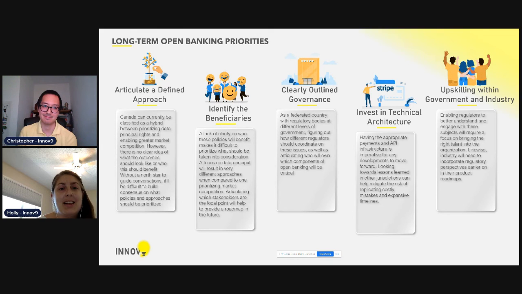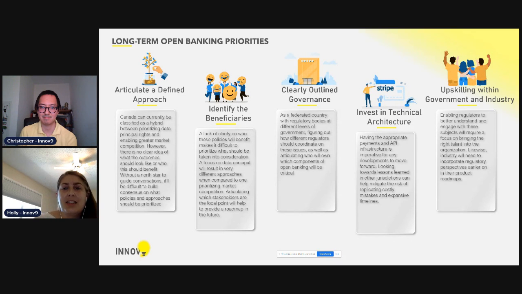Essentially, we said Canada needs to pick a lane, decide what kind of open banking system it wants to have, a competition-focused one, a data principle-focused one, an economic development-focused one. And to do that, they need to really understand who benefits from a system like this. The governance needs to be clearly outlined. I've worked in quite a few different locations, and Canada has one of the more complex regulatory environments I've seen. So this is a really big one.